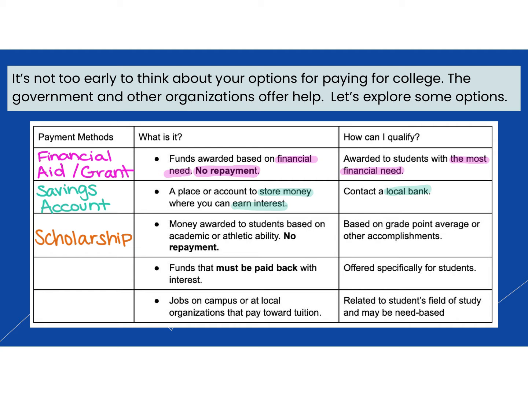Scholarships are money that is awarded to students based on academic or athletic ability. No repayment is needed for scholarships. How we can qualify for this is based on either our grade point average in school or other accomplishments in sports.